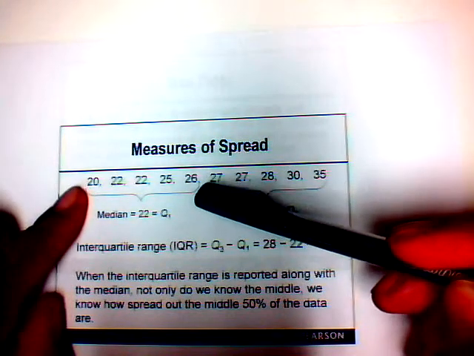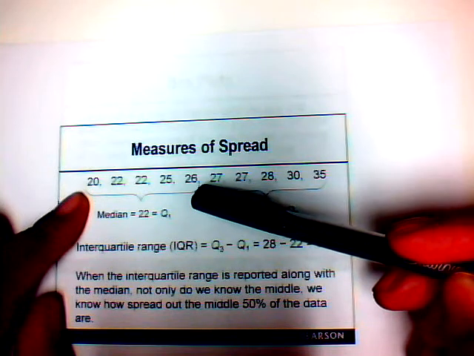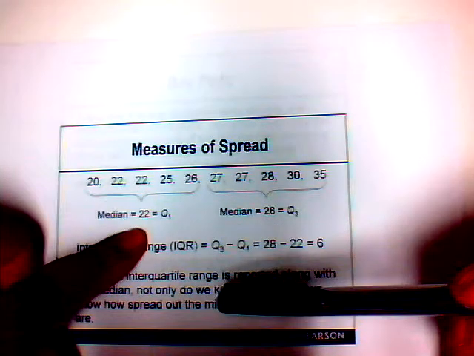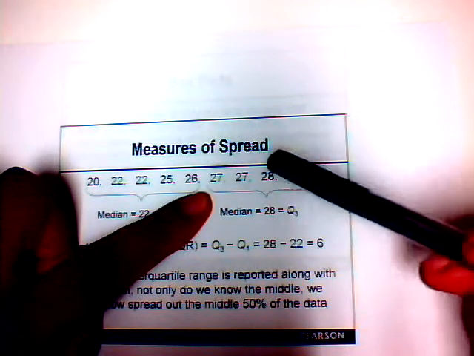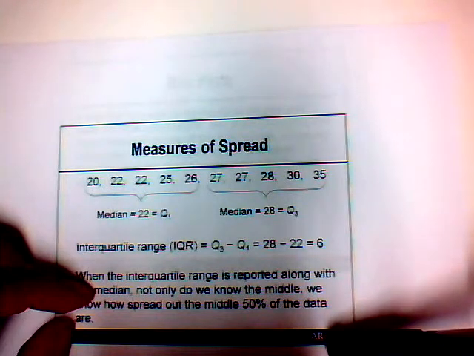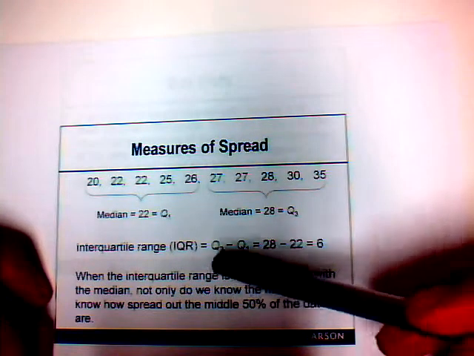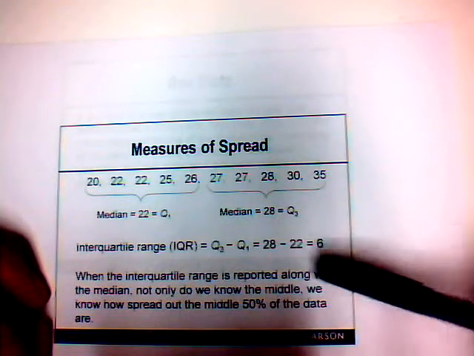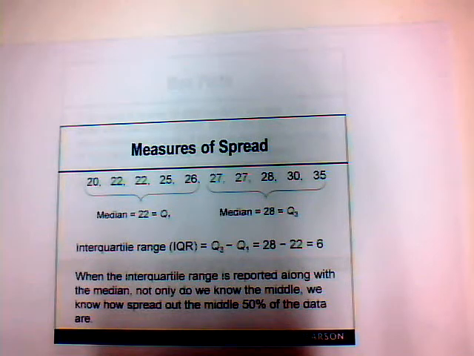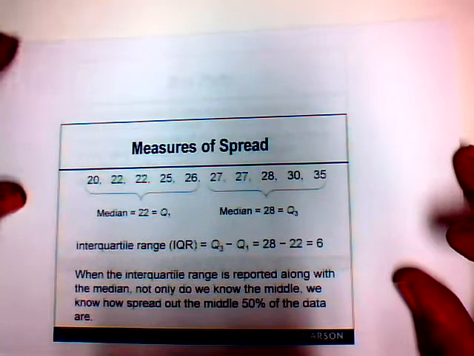So in this case here, these are the 5 lowest scores. Find its median, you're going to get 22. These are the remaining upper scores. Find its median, you're going to get 28. And to find the interquartile range, you're going to subtract Q1 from Q3. In other words, you're going to do 28 minus 22, which will give you 6. So the interquartile range here will be 6. Okay, so when the interquartile range is reported along with the median, not only do we know the middle, we know how spread out the middle 50% of the data are.